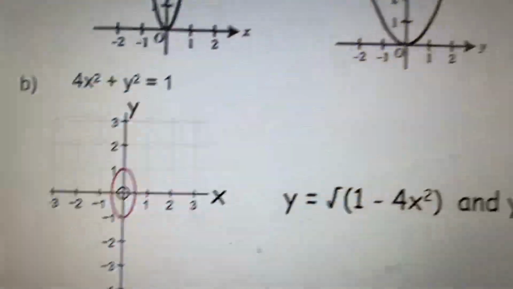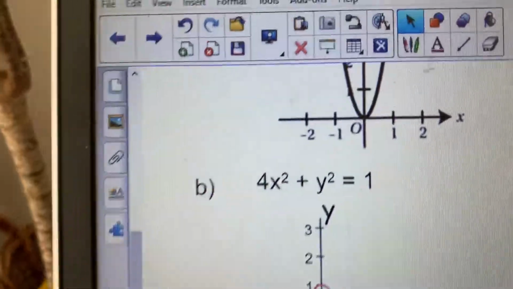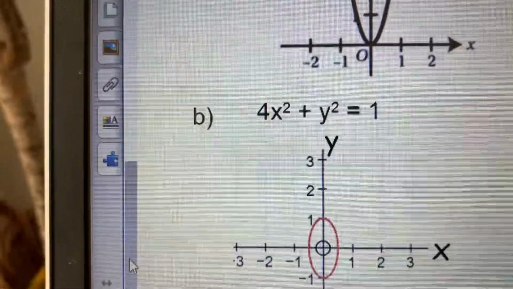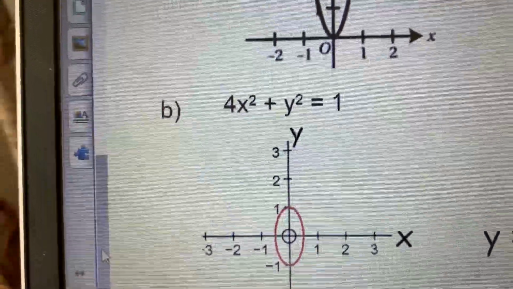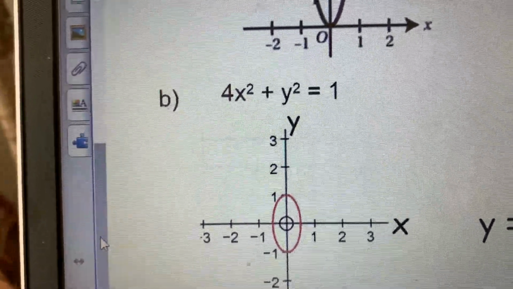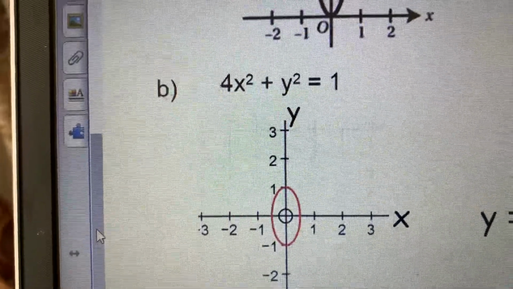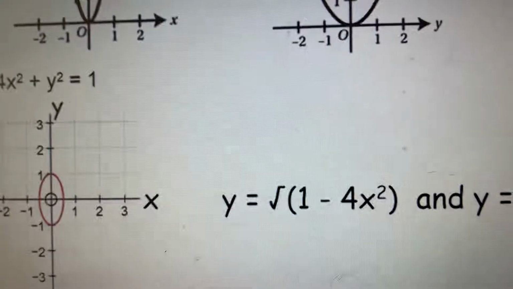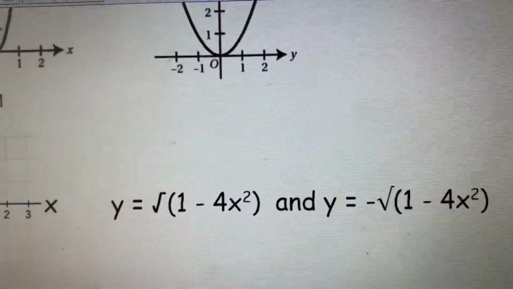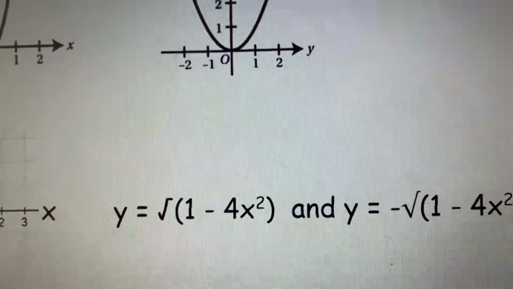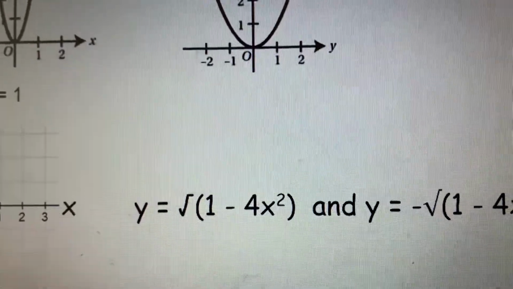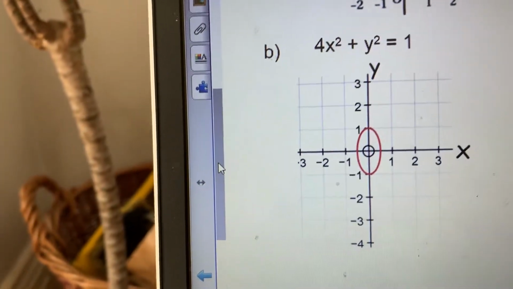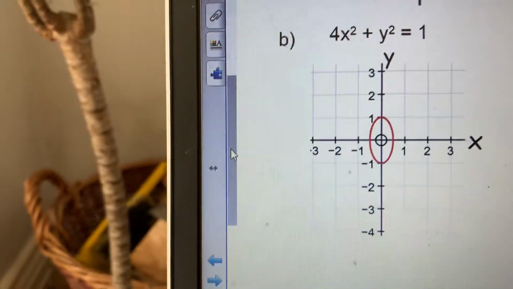Now if I was going to put those in my calculator, I would rearrange this because I can't enter a graph y squared equals. So what I would do is rearrange to make y squared the subject, which is obviously y squared is 1 minus 4x squared. And then I would take the square root, but I would have to take both the positive square root and the negative square root. So I would enter those in my graphical calculator as y1 and y2. And then you should have something that looks a bit like that, okay?